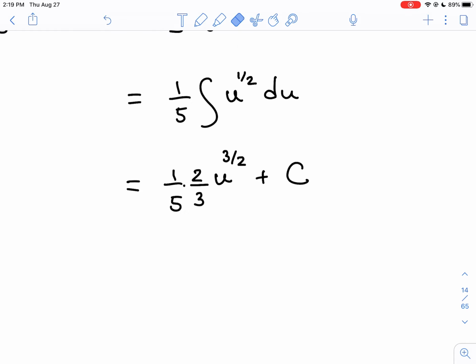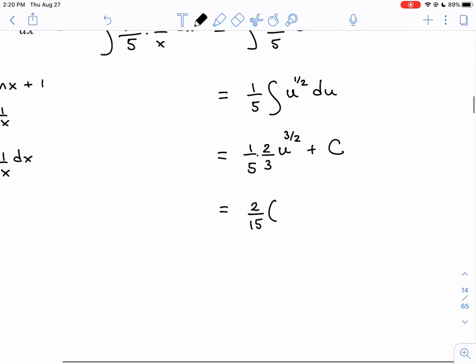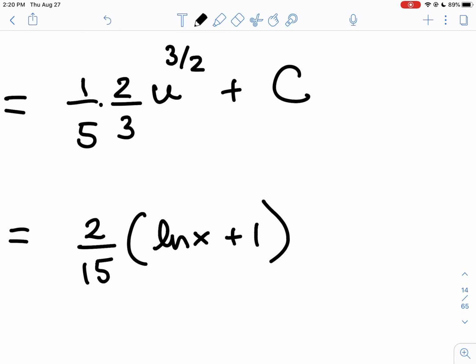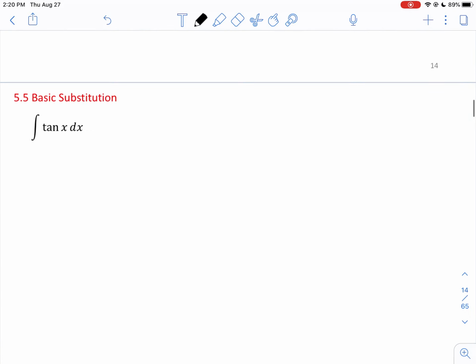As a final step here, I'm going to just combine those fractions in front to 2/15 and replace the u with what we said it was equal to, which is natural log of x plus 1. So we have a natural log of x plus 1, and that u was being raised to the 3/2. And that is done. Okay, let's look at the next one.